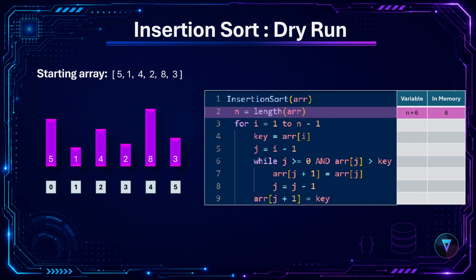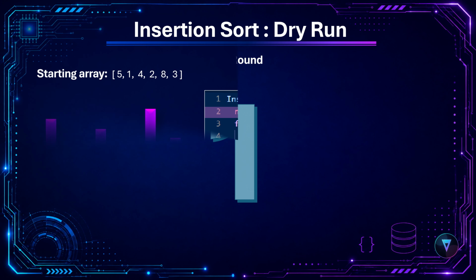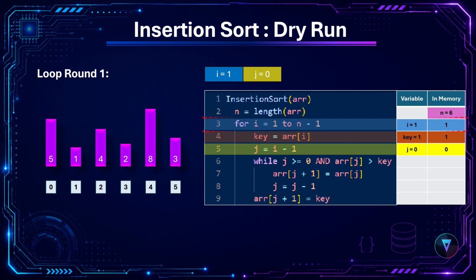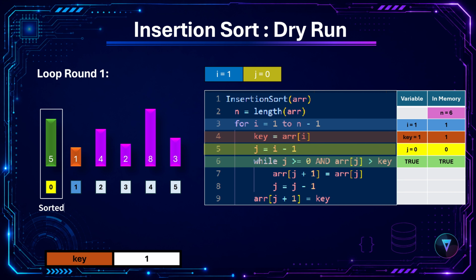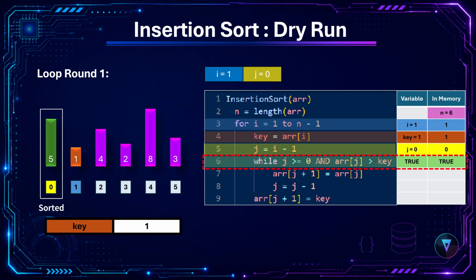Now, let's dry run insertion sort with the array 5, 1, 4, 2, 8, 3. We are entering the loop for the first time. So we start with the first element, 5, and we treat it as already sorted, right? Exactly. At the beginning, the sorted part is just 5. Now the loop starts from index 1.